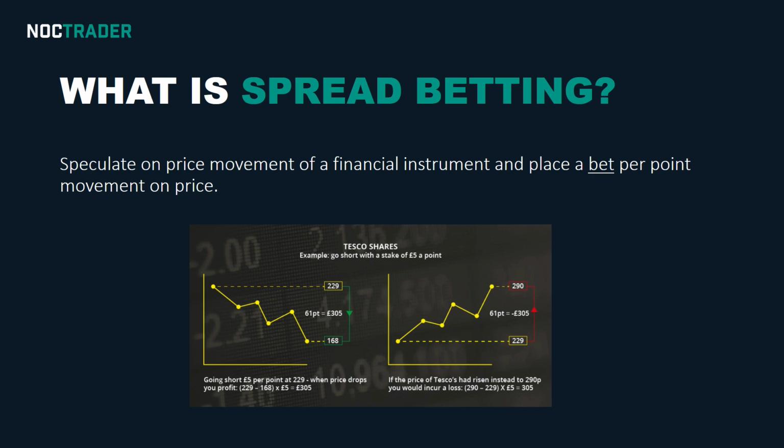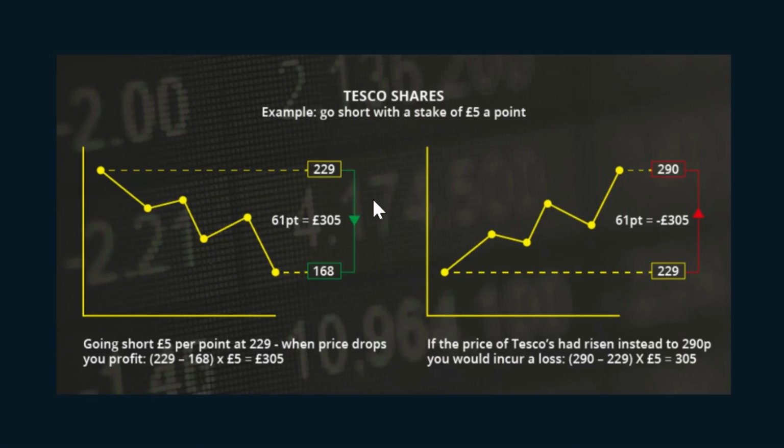But before we go into the next slide, I just want to give you a visual representation of what I mean when I talk about per point movement. So in this example here, we're talking about Tesco, and the person goes short with a stake of £5 per point. Now, I've taken this example from the IG website, but just a little disclaimer here.